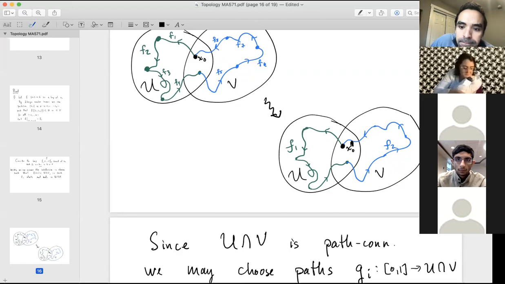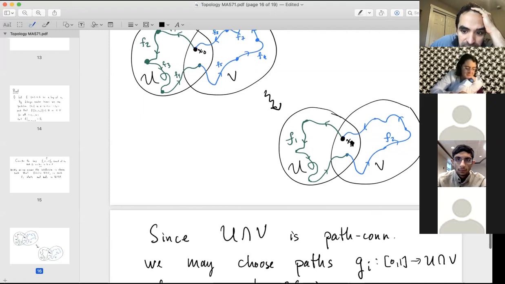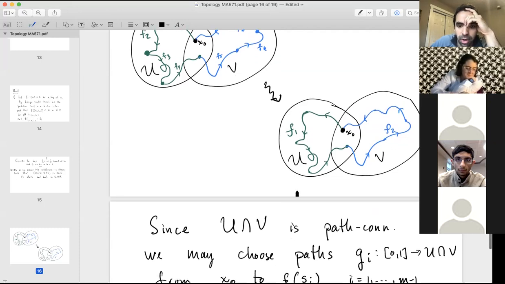So basically, because you have to pass through U intersect V in order to go from U only to V only, you can always partition this. Exactly, that's exactly the idea. You have to pass through the intersection of U and V to get from U to V. Okay, so we assume we're in this setting, right?